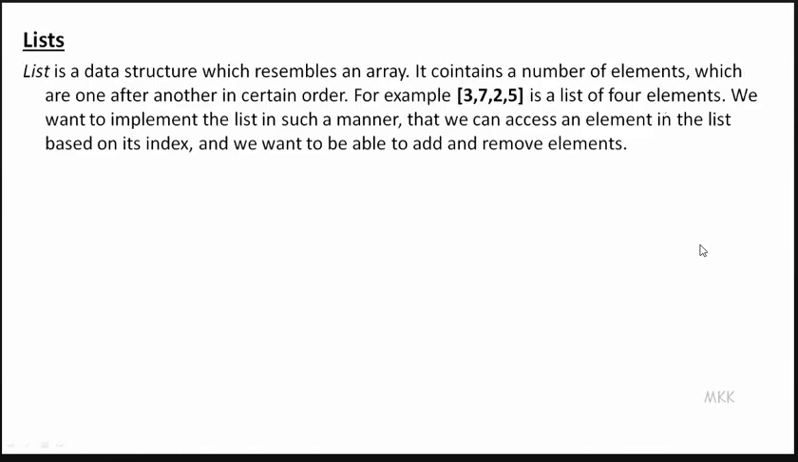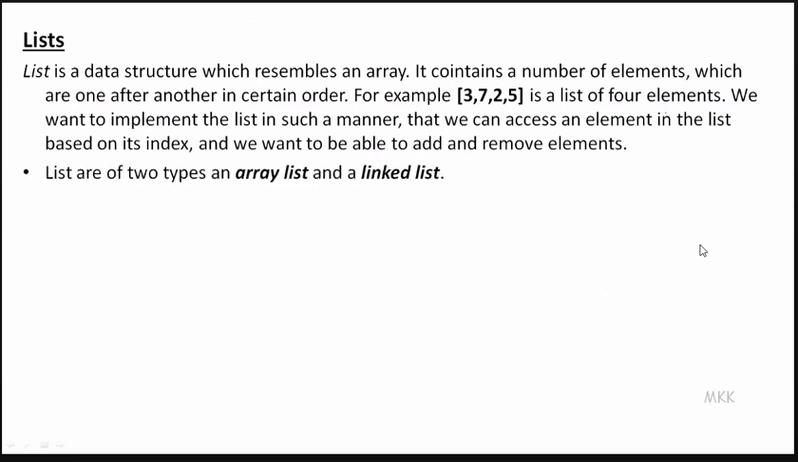And next, coming to the list. A list is a data structure which resembles an array. It contains a number of elements one after another in a certain order. For example, 3, 7, 2, 5 is a list. Let us think it is a list of 4 elements, and we want to implement the list in such a manner that we can access an element based on its index. And we want to be able to add and also remove elements.